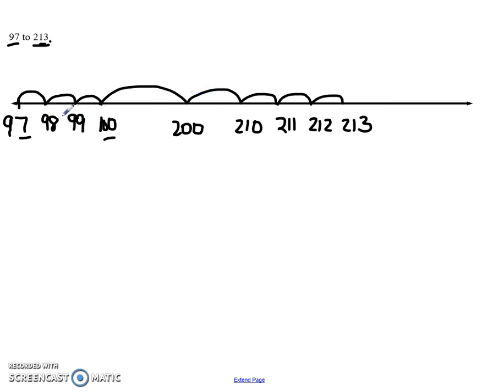Again, notice my jumps. When I count by ones, my jumps are smaller. When I count by hundreds, my jumps are big. And when I count by tens, my jumps are in between the ones and the hundreds in length. Now you may continue on to try today's worksheet.